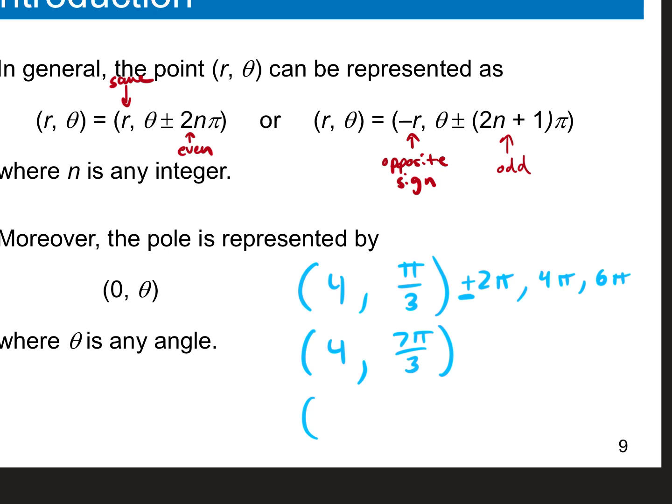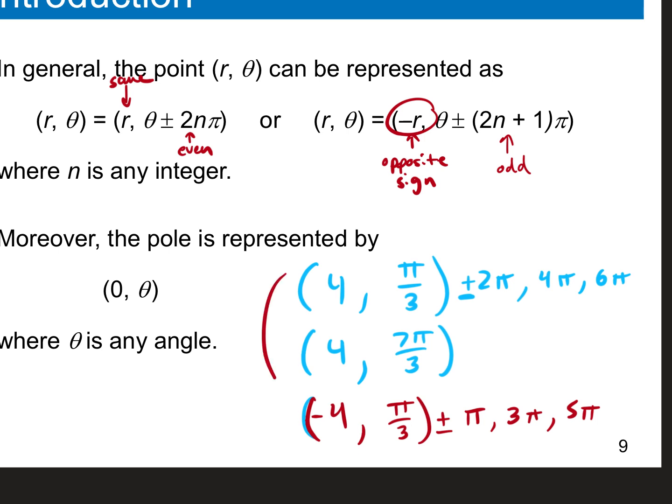But if we change the sign, let's say this was -4. Here we would add or subtract an odd amount of pi's. So I would say pi over 3 plus or minus pi, plus or minus 3 pi, plus or minus 5 pi. And that'll keep giving me the same value. So these would be the same as the one that we started with, whether it's negative or positive. But if you change the sign and make it negative, you're only adding or subtracting an odd amount of pi's.